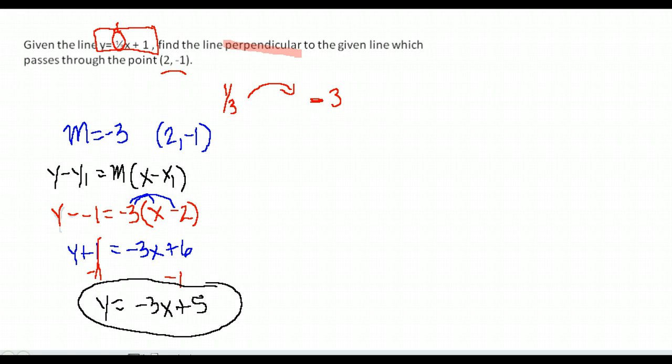And we have now written the equation of a line perpendicular to the one that they gave us and passing through a point 2, negative 1.